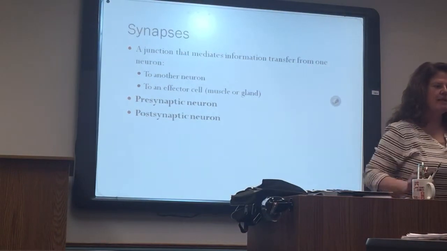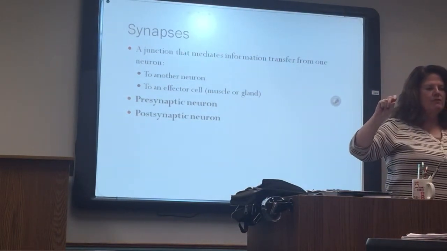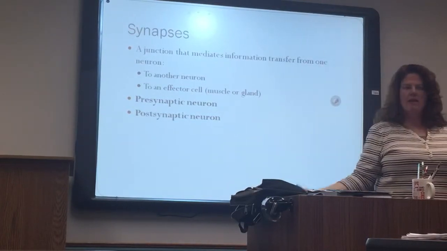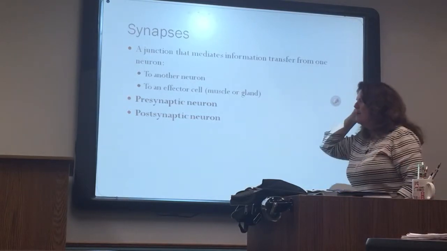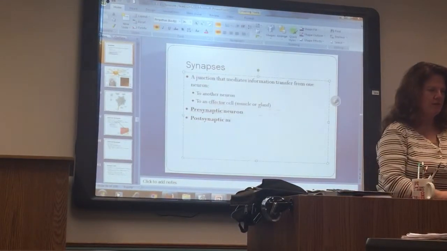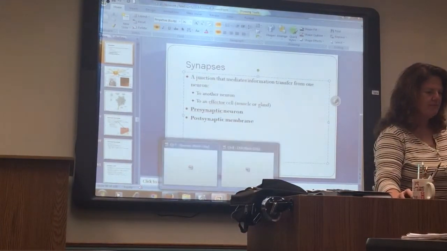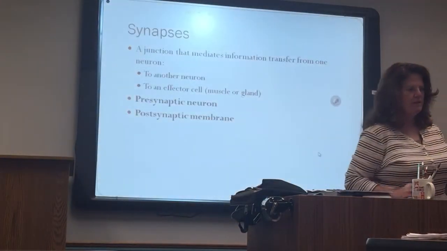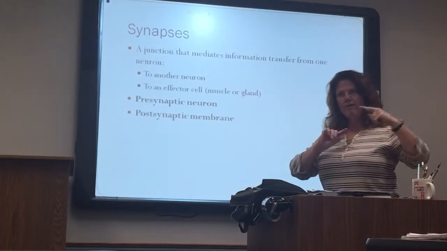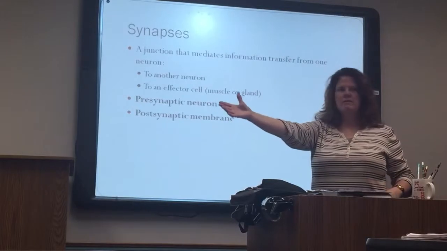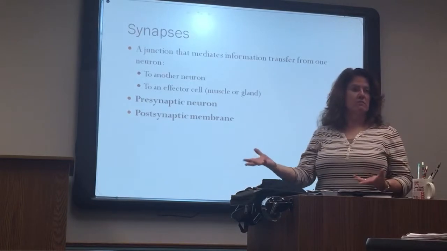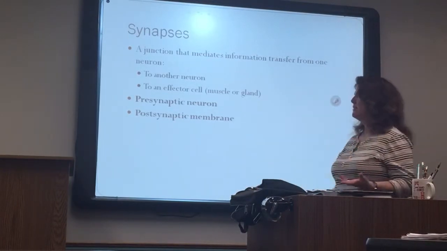All right, what is a synapse? A synapse is a little space from one neuron to another cell. And that cell could be another neuron, or it could be a membrane. So instead of saying postsynaptic neuron, let's call it just a membrane. So it is communicating information from the one neuron to the next cell, whatever that cell is. That cell could be another neuron, it could be a gland, it could be a muscle. So it just depends on what that next cell is.